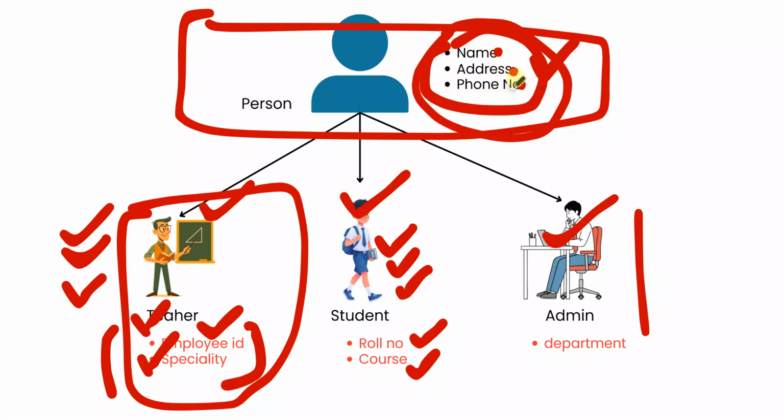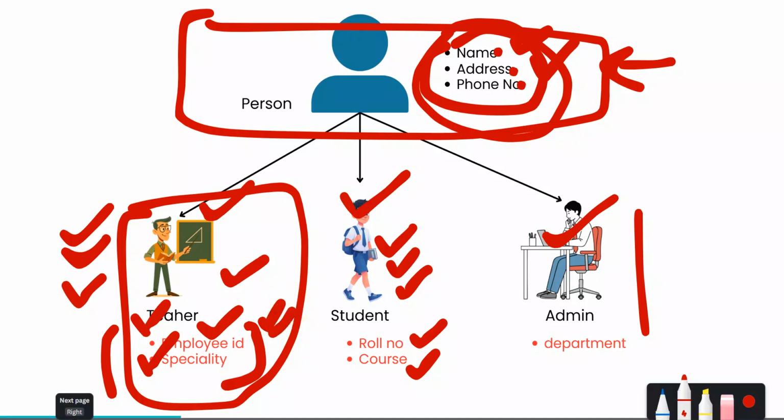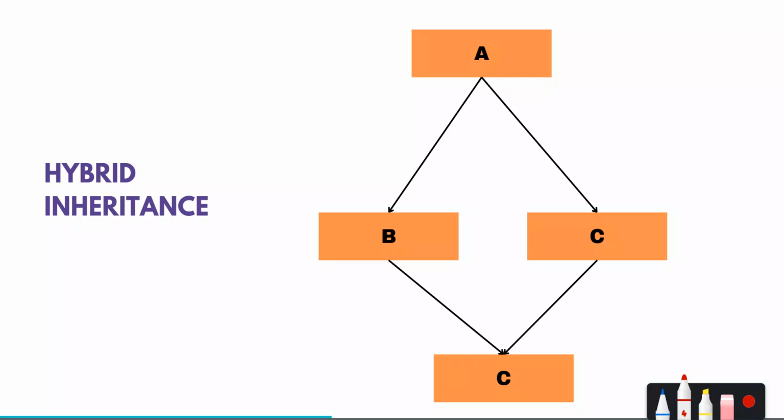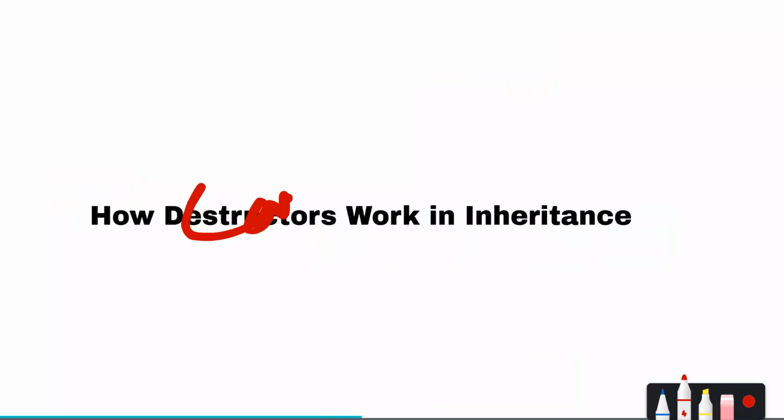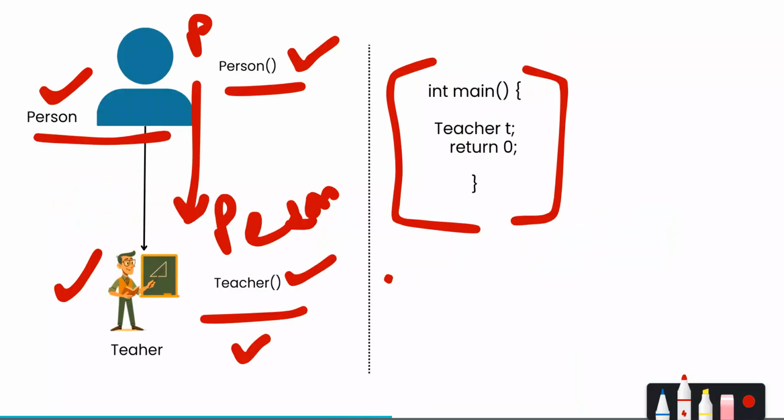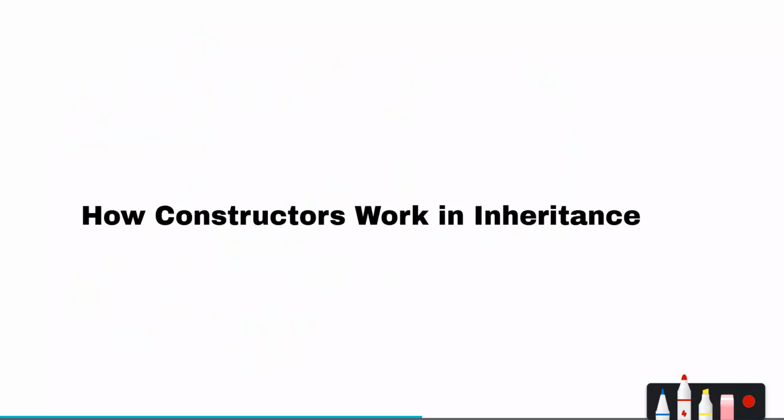To avoid this issue, we first execute the person class, the parent class constructor. So all the data members are initialized for the person, and after that we execute the child constructor to initialize all the remaining data members. This is the basic reason that we first run the parent class constructor, and after that we go to the child class constructor.